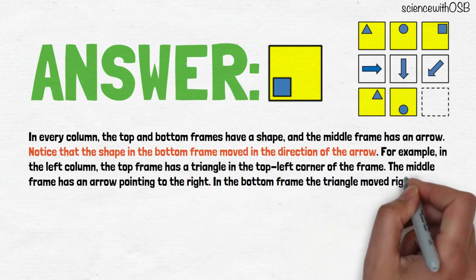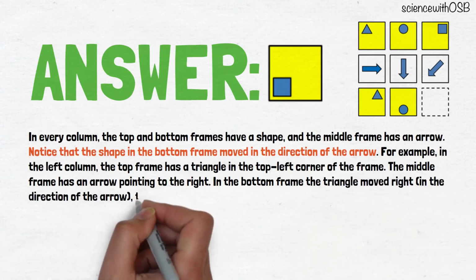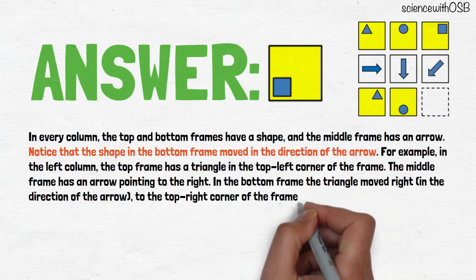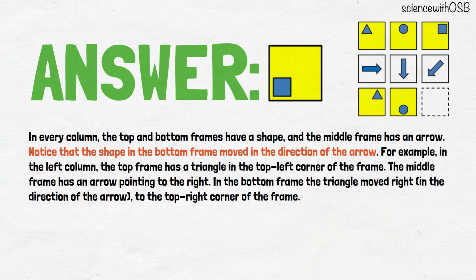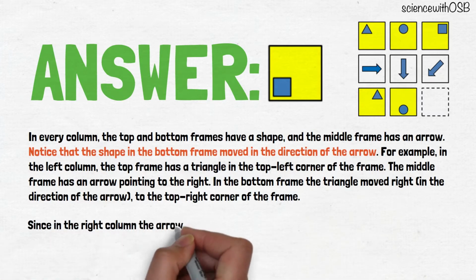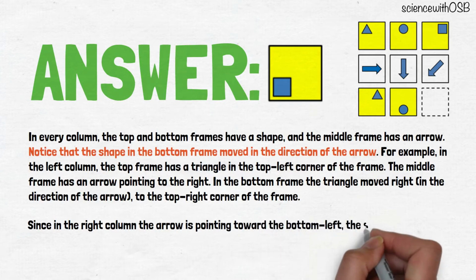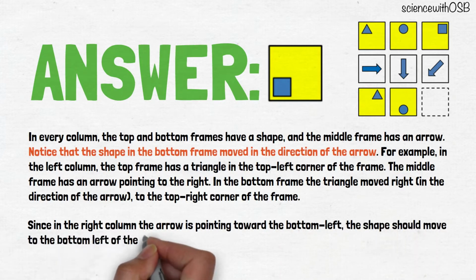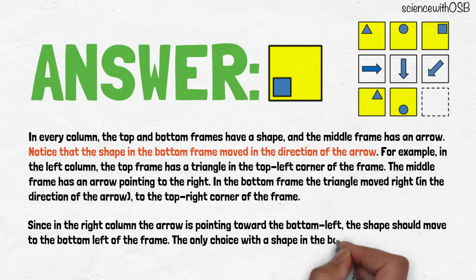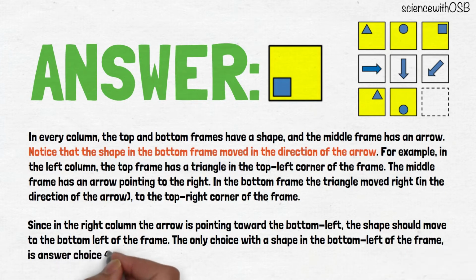In the bottom frame, the triangle moved right, that is in the direction of the arrow, to the top right corner of the frame. Since in the right column the arrow is pointing towards the bottom left, the shape should move to the bottom left of the frame. The only choice with a shape in the bottom left of the frame is answer choice 4, which is the correct answer.